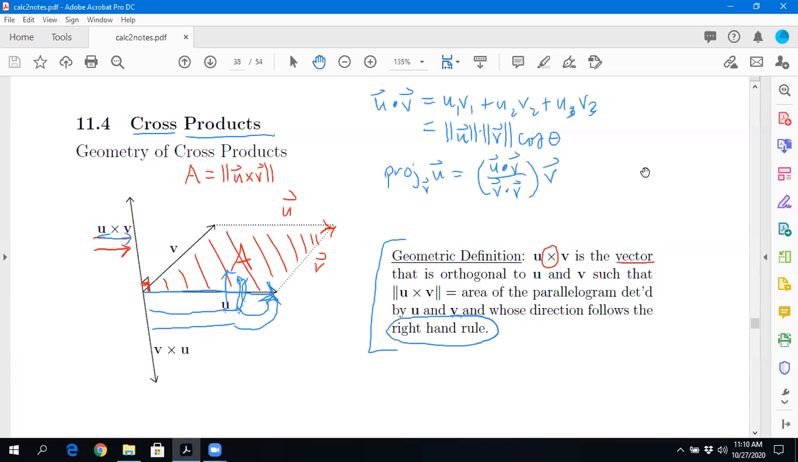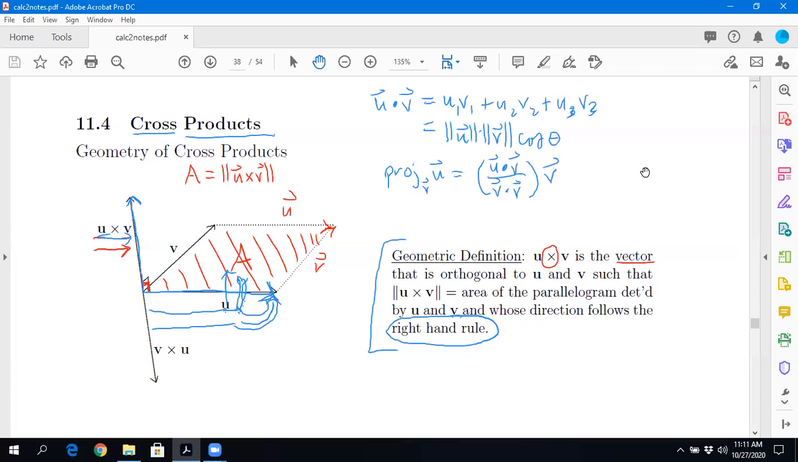If I make sure that my fingers are curling in the direction from U over to V, then my thumb points up in this case. Does that make sense? Okay. You put your right hand in the direction of the first vector in the product. You rotate your arm so that your fingers can curl towards the other vector. Yeah? So right arm along U, I turn my hand so that I can curl it towards the other vector.